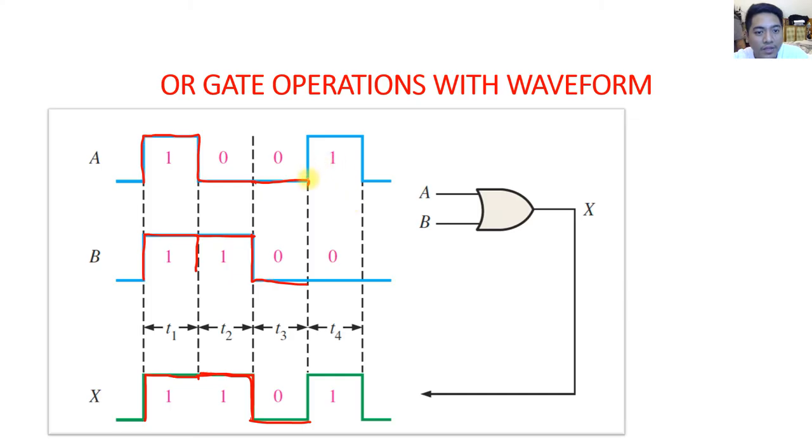And lastly, for T sub 4, we have a high for input A and a low for input B. So what happens? Still, the output will be high, because as long as there is one input that is high, the output of an OR gate will always be high.